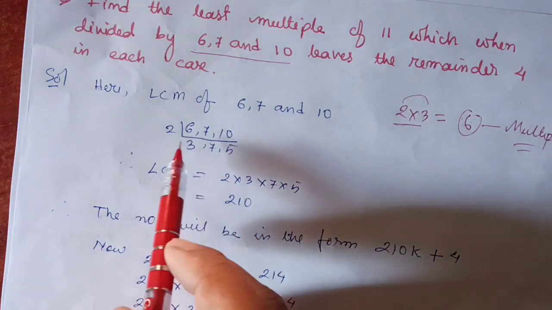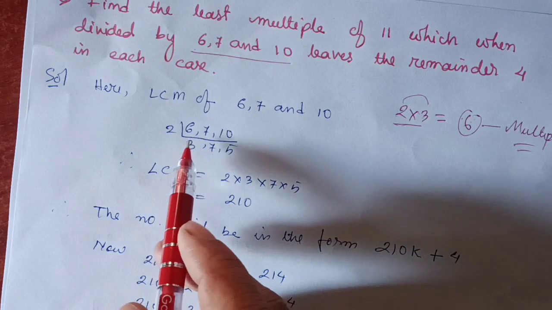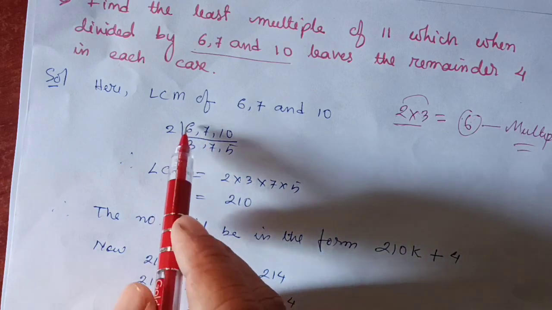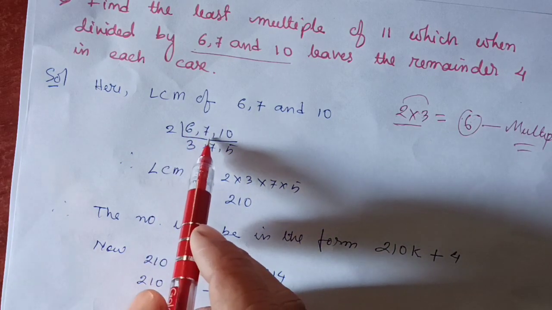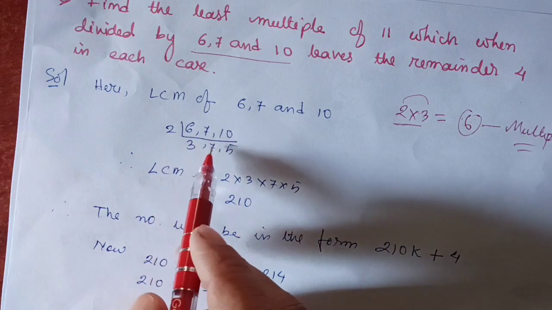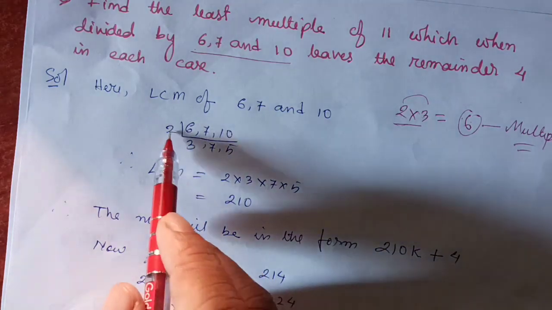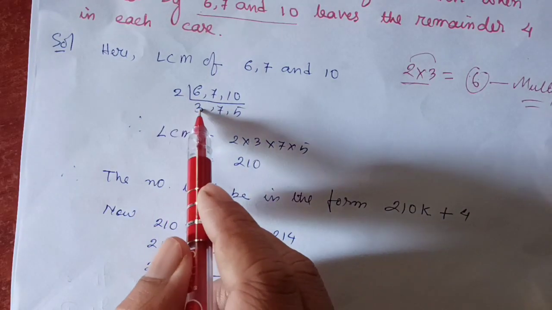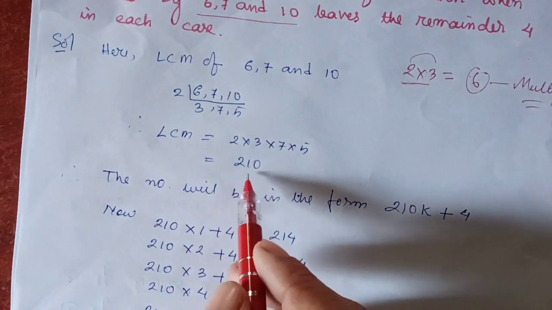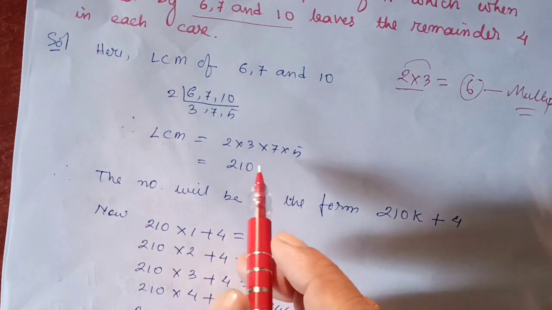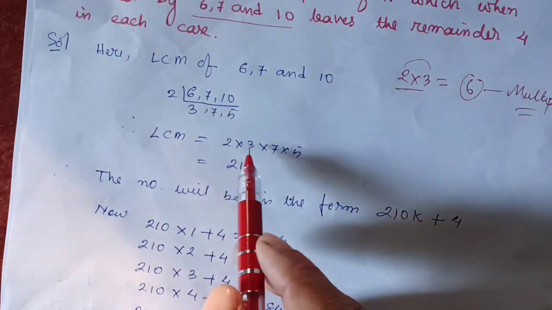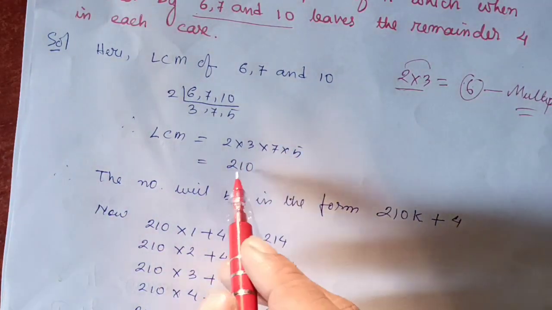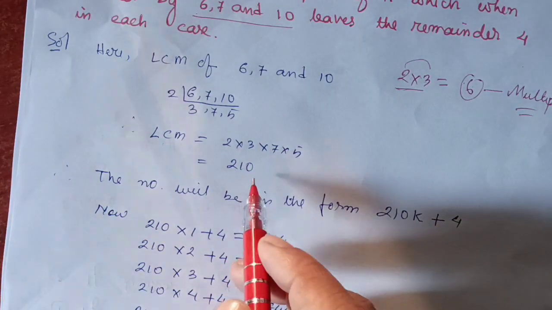2, 3 are 6. Then 7 is not in the timetable of 2. That is why we write 7 again. 2, 5 are 10. Now LCM. So 2 into 3 into 7 into 5, we get 210, and then you check yourself. When we multiply 2, 3, 7 and 5 together, we get 210.